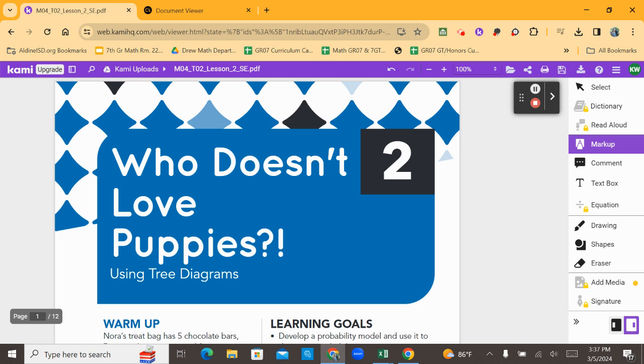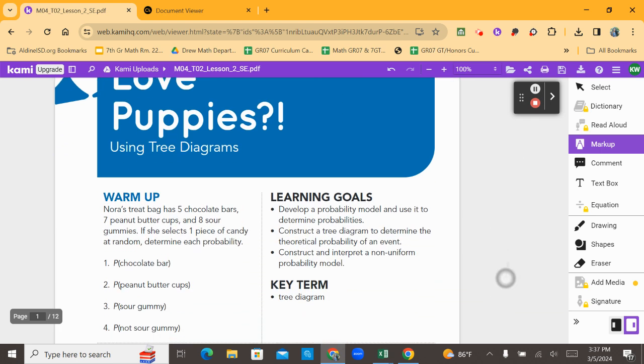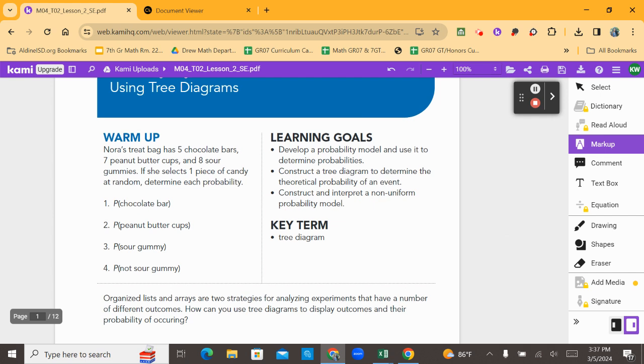Hello, boys and girls. This is Module 4, Topic 2, Lesson 2, Who Doesn't Love Puppies? And in this lesson, we're going to be talking about tree diagrams and how to organize our outcomes to determine probability. But first, we're going to start with the warm-up.